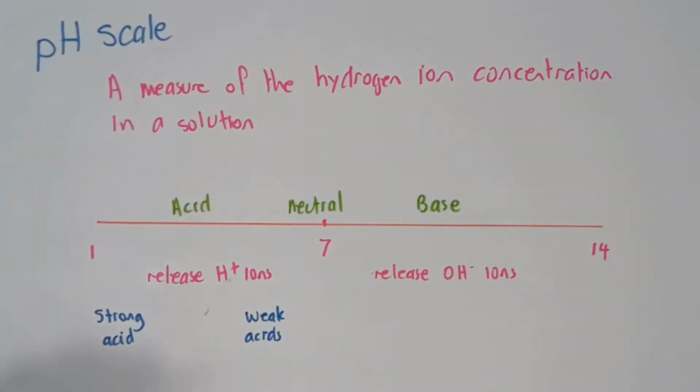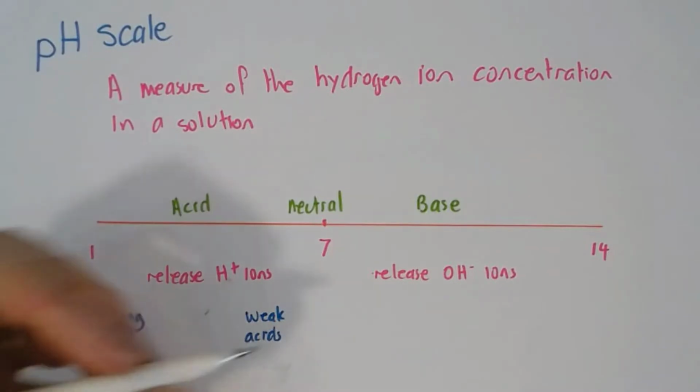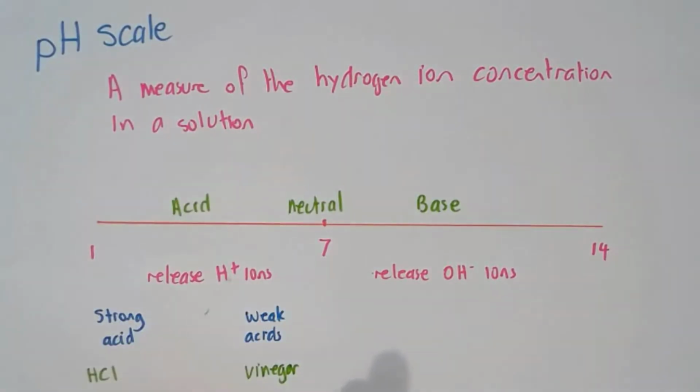An example of a strong acid is hydrochloric acid, so stomach acid, battery acid. An example of a weaker acid is something like vinegar. Vinegar is a weaker acid.